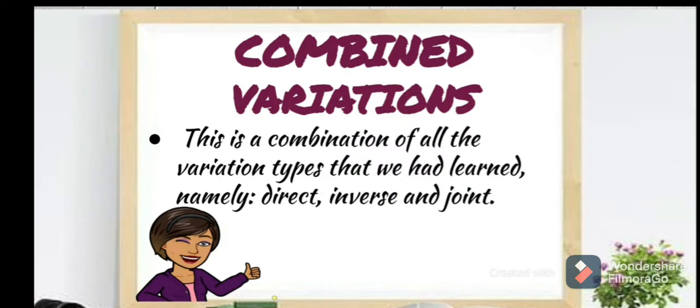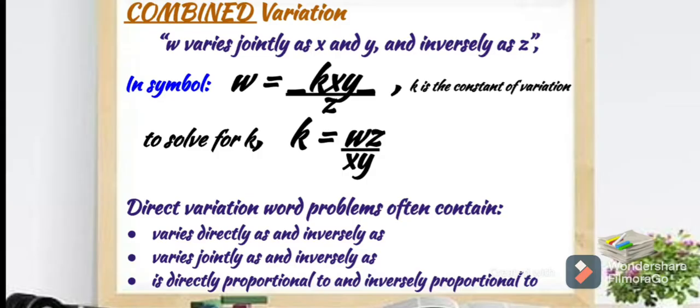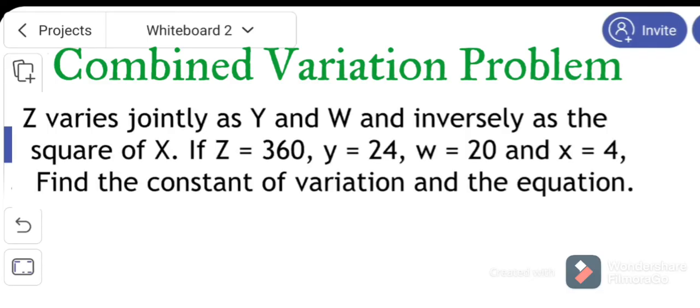Describe a combined variation. This is a combination of all the variation types that we had learned, namely direct, inverse, and joint. Z varies jointly as y and w, and inversely as the square of x.